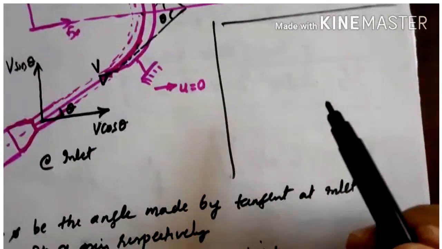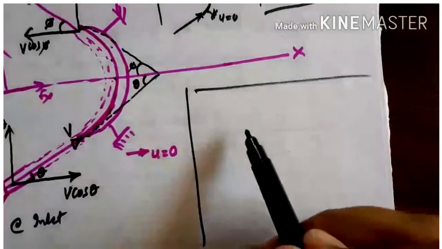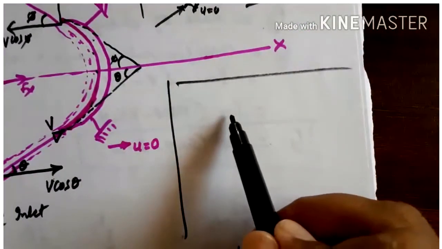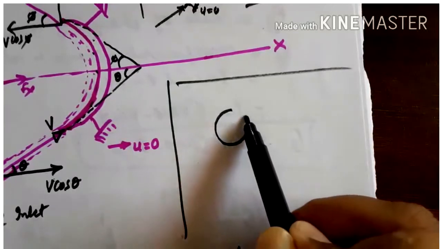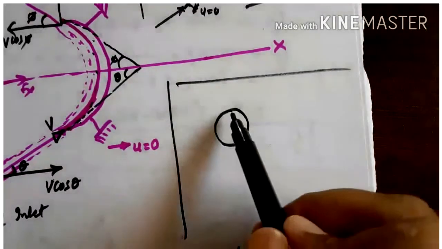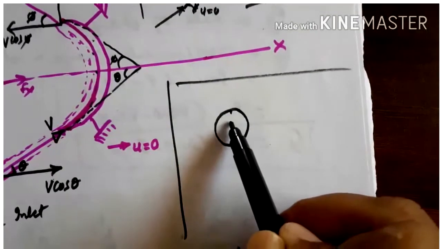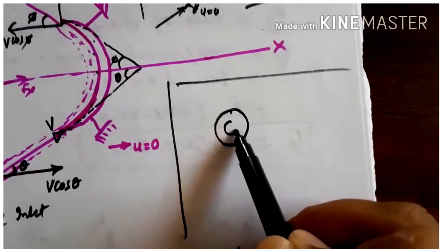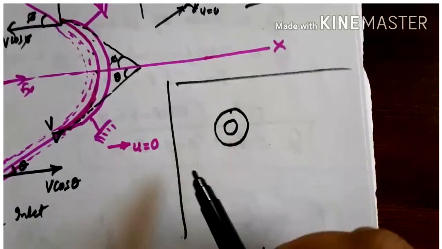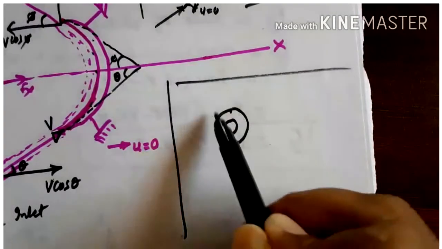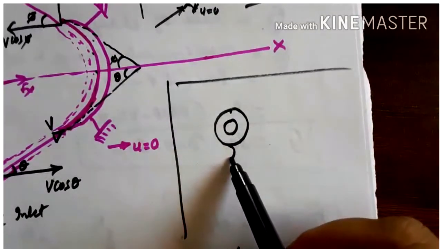Okay, now if you take the hydraulic turbine, suppose this is the impeller of the turbine, which is attached to the shaft. On this impeller, the blades are placed like this.